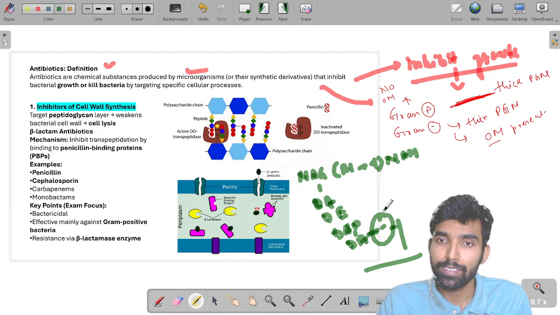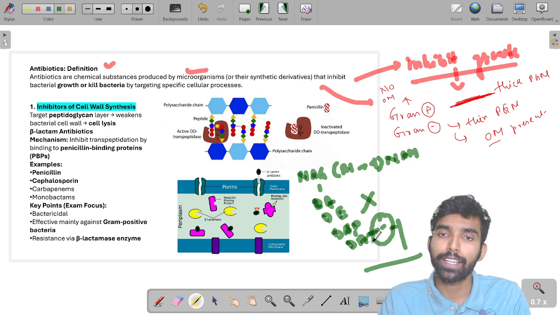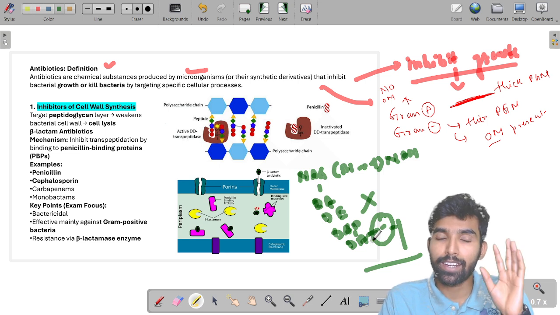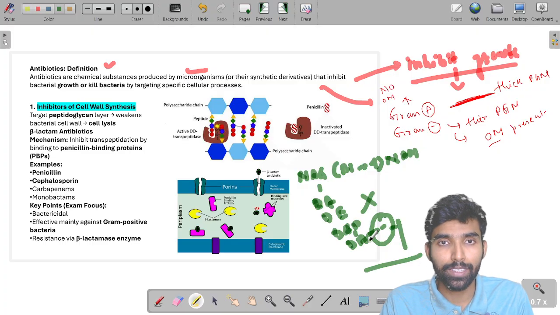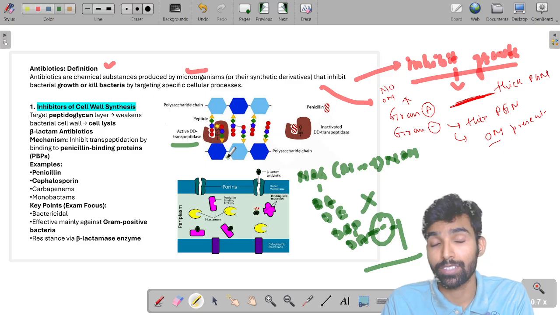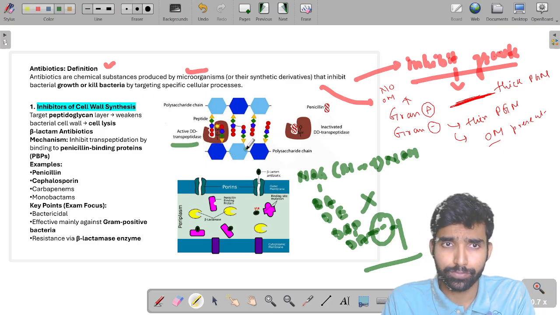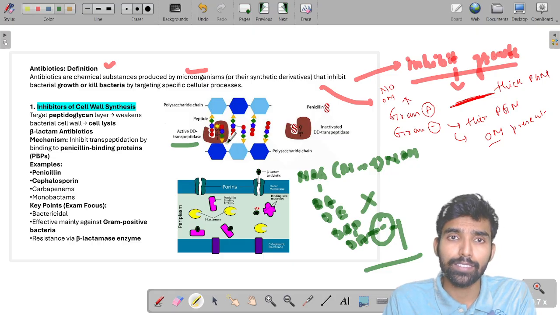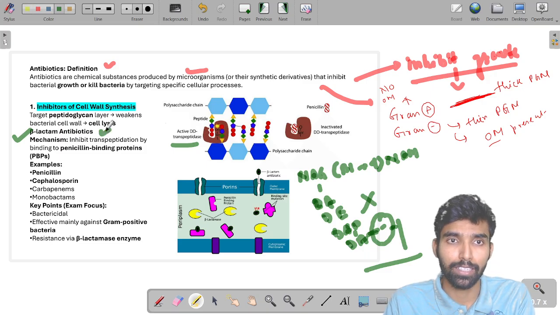Now if you have a drug that can inhibit this transpeptidation, then what will happen? The peptidoglycan will not be synthesized. So that's the role of penicillin. They block the transpeptidase and peptidoglycan synthesis. Now penicillin has a special ring called the beta lactam ring. These are beta lactam antibiotics, right?